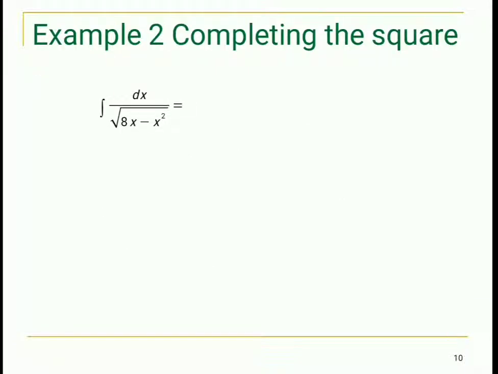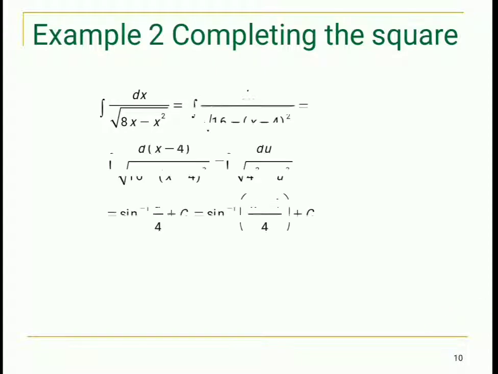Next example. Now we have a differentiation of 1 by under root 8x minus x square. Now in the numerator nothing is given, but in the denominator there is a square root. Now we need to make a perfect square in such kind of a problem. Whenever you come across a quadratic equation, it means an equation with maximum degree as 2. So in this case the maximum degree is 2, try to get the perfect square in such kind of a question.